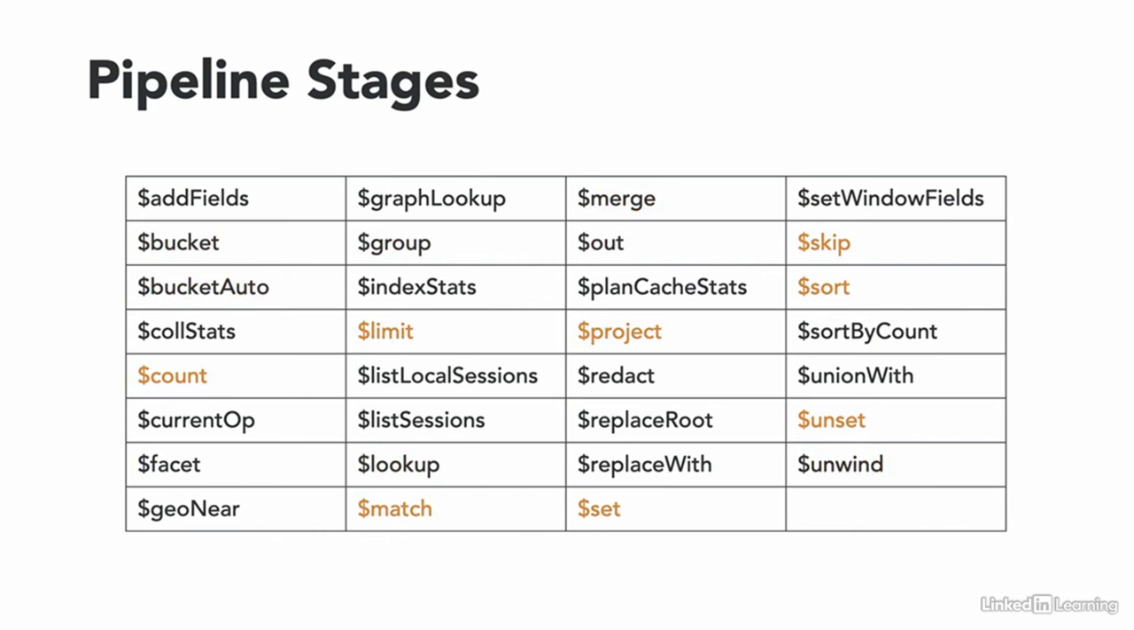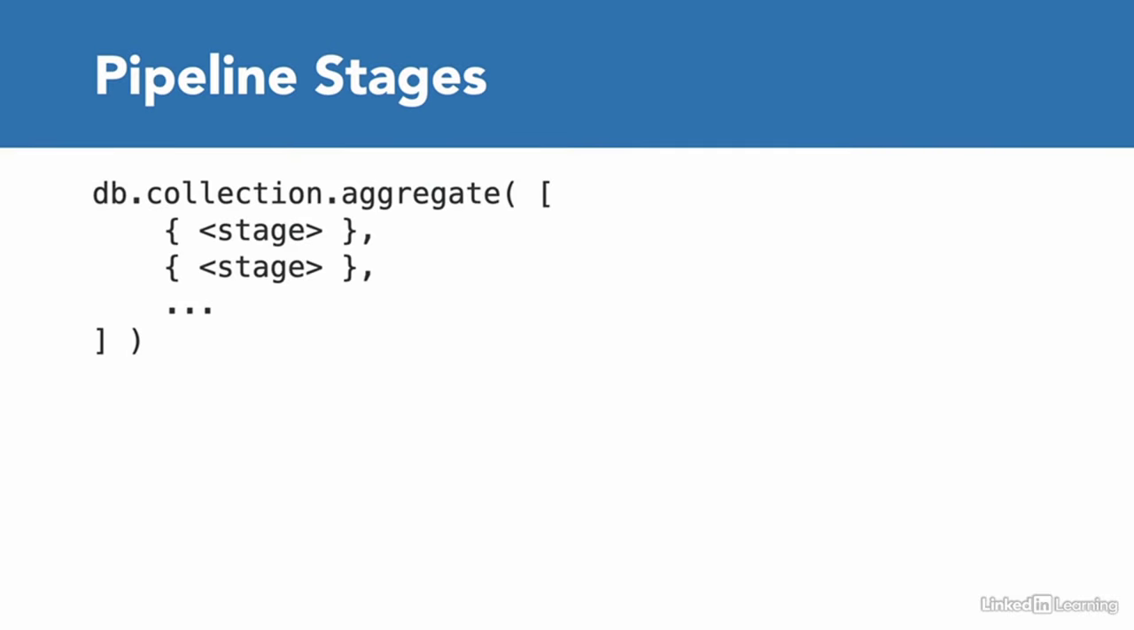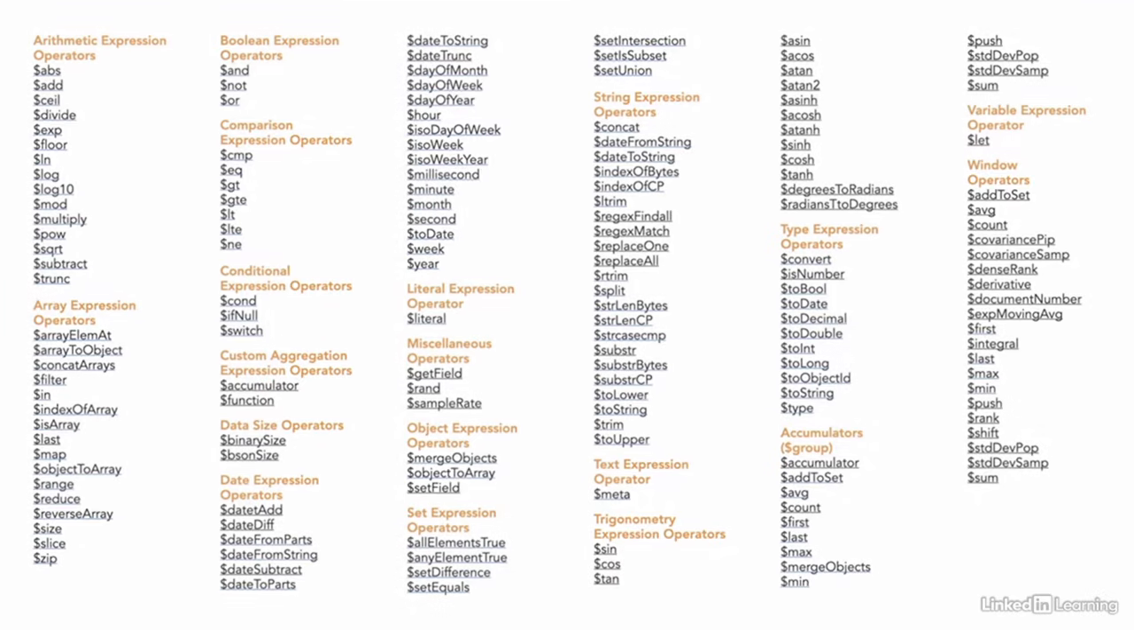There are some stages that are commonly used, but we won't spend time discussing them because you have already encountered them either as a query operator or as a dedicated method when we were talking about CRUD operations. To perform an aggregation, you can use the aggregate command and pass an array of stages as the argument. Inside stages, you can make use of pipeline operators.